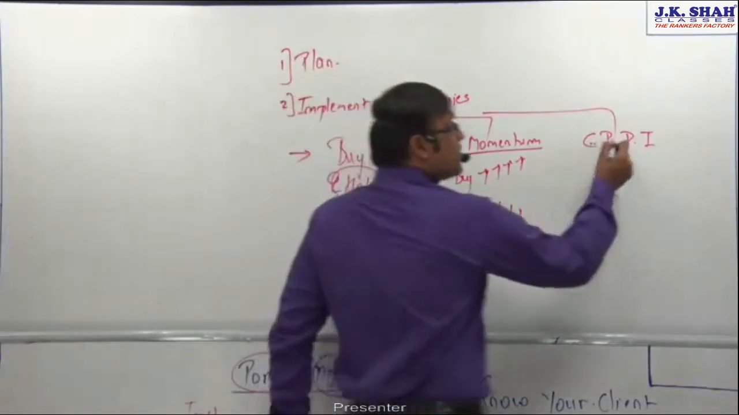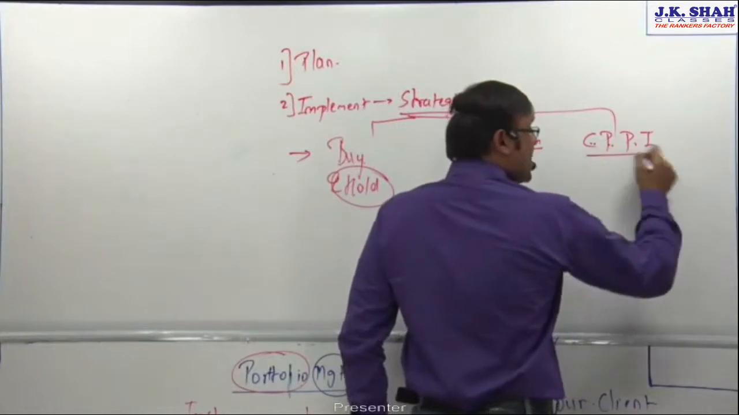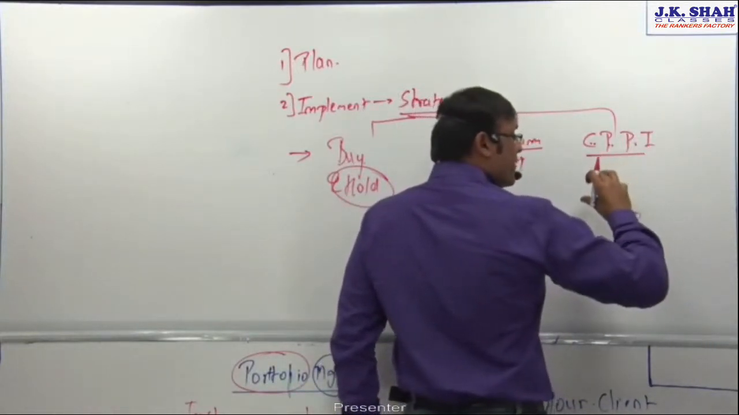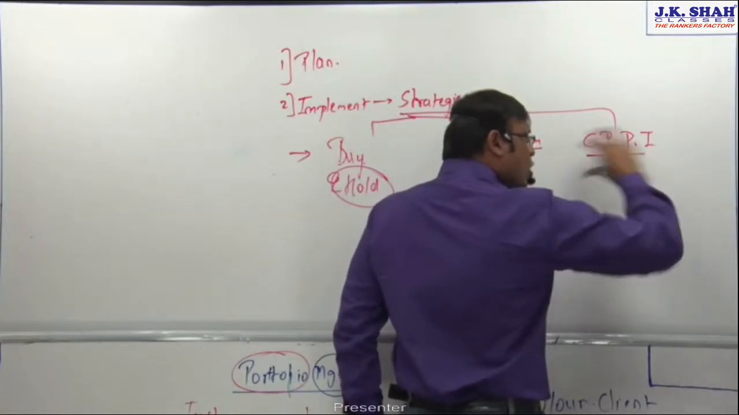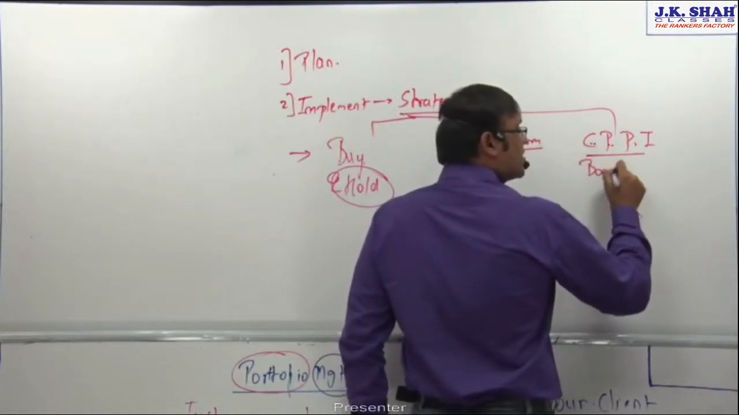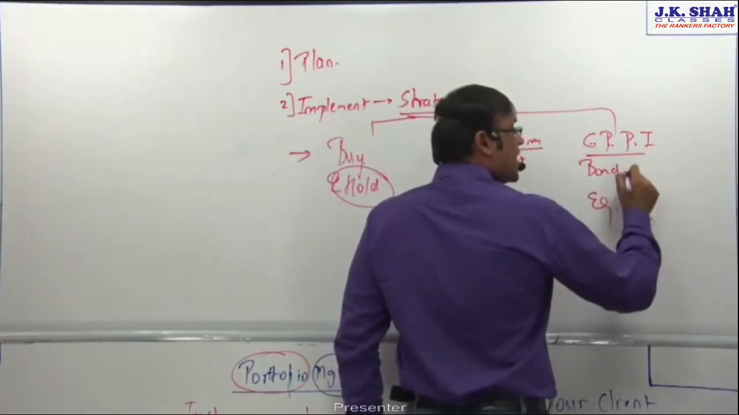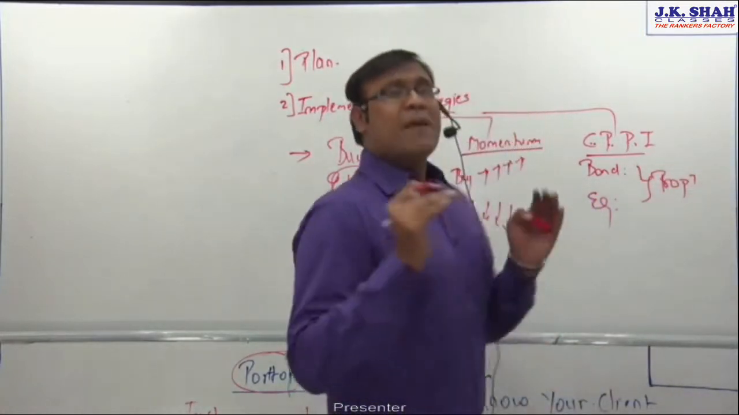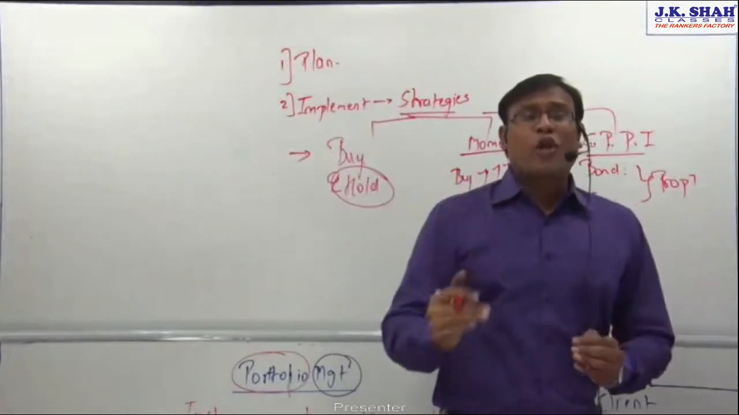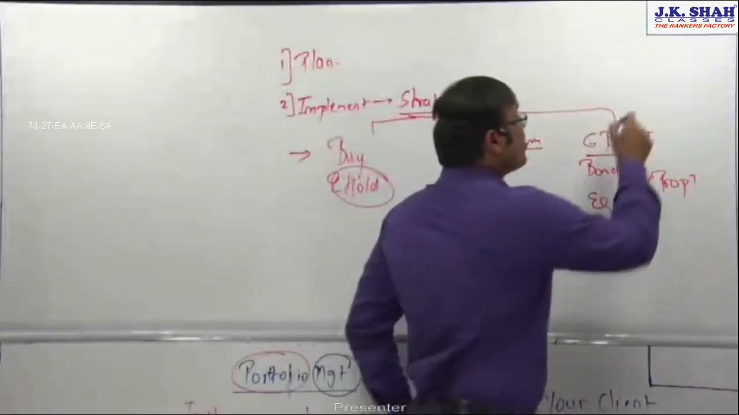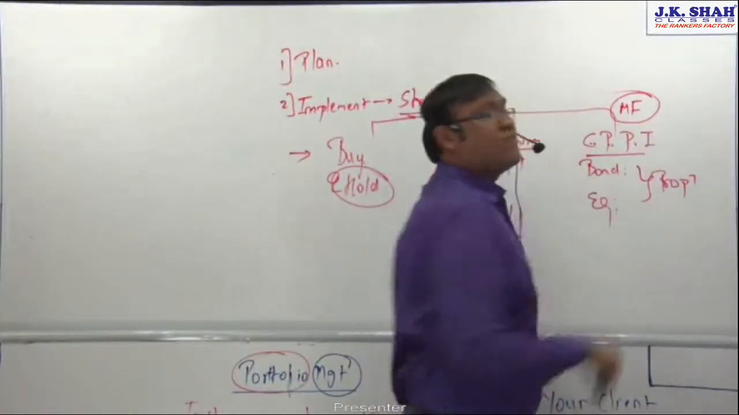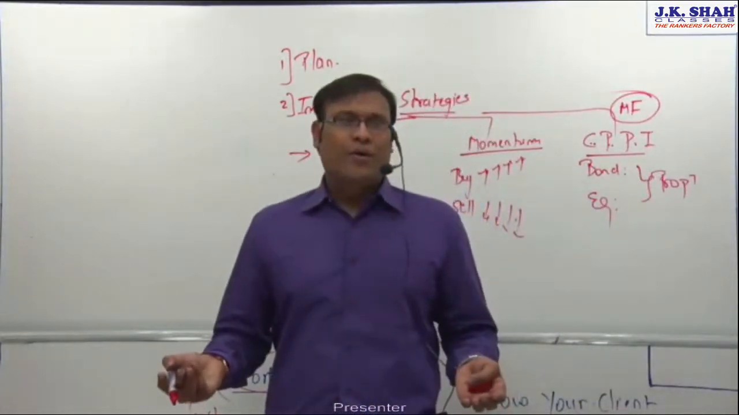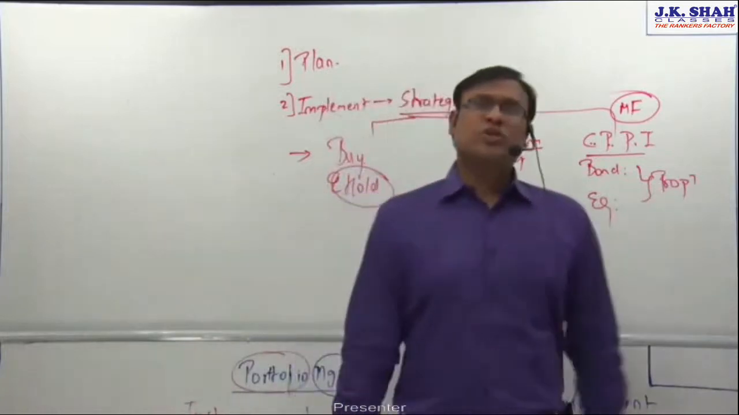CPPI, constant proportion portfolio. In this particular CPPI case, we allocate our money into bonds, that is a risk-free asset, and the equity market in a particular proportion to ensure that my portfolio does not fall below a particular amount. This is very good advice given by mutual fund managers, where they give a planning so that the capital would not erode. So different ways of implementation.